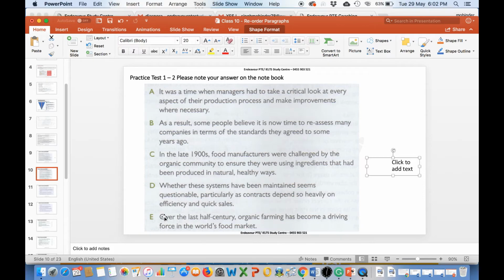This time, over the last half century, is a broader time, so that represents a broader time. And here you have a more specific time, so that's why you always pick this as your first one. Over the last half century, organic farming has become a driving force in the world's food market. So E is number one.